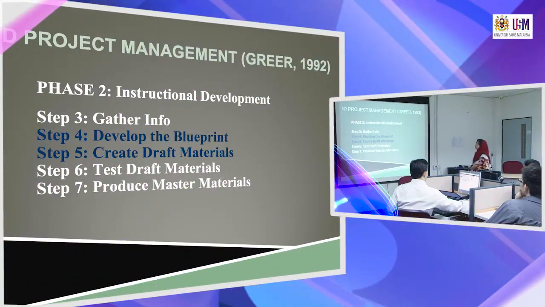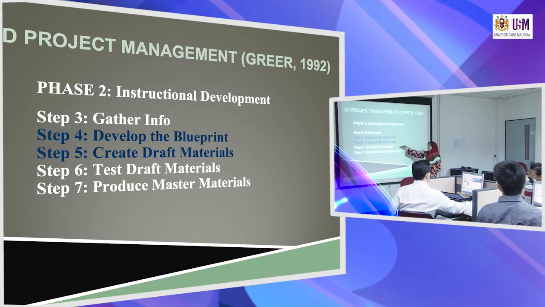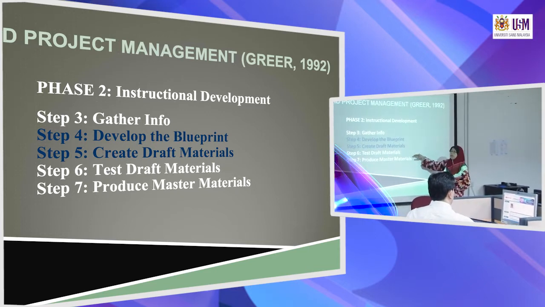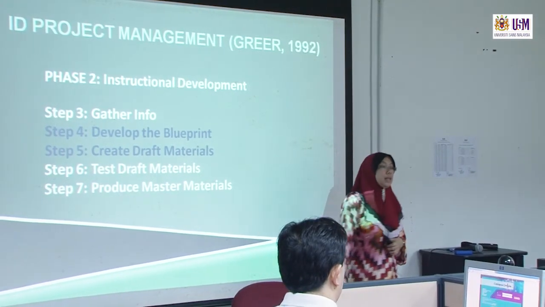So we are going to phase two, the instructional development. In phase two, step three, we are going to gather the information, everything that we need. And then step four, we are going to develop the blueprint. Then we are going to create draft materials. Step six, test draft materials. Step seven, produce master materials. This one we are going to discuss this week, and steps six and seven we are going to discuss next week.